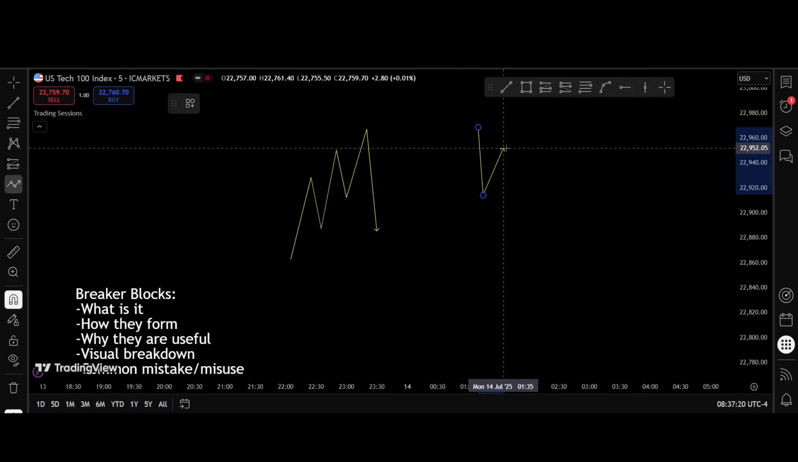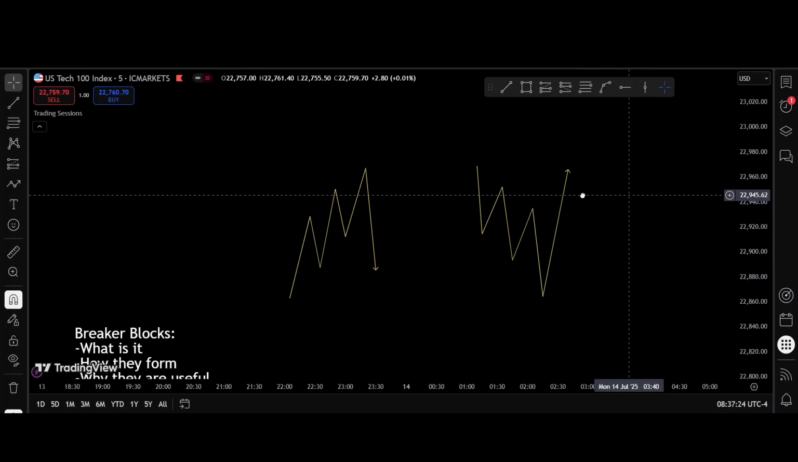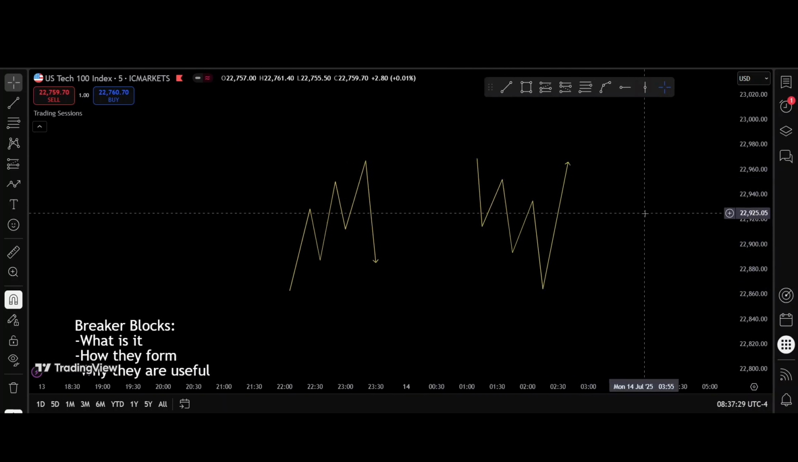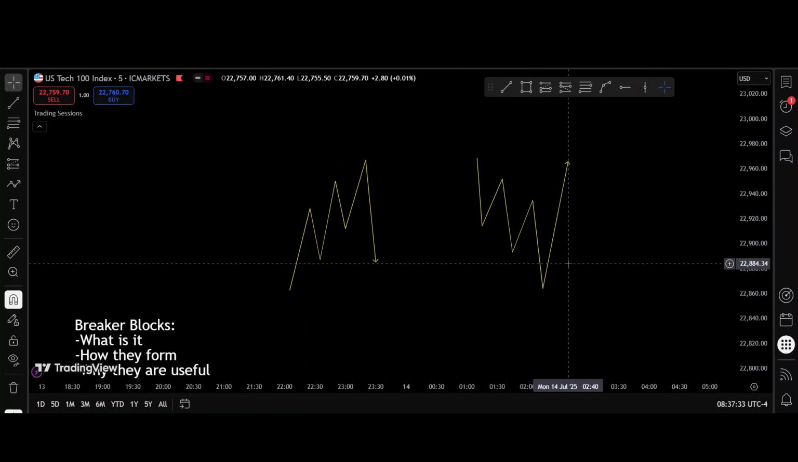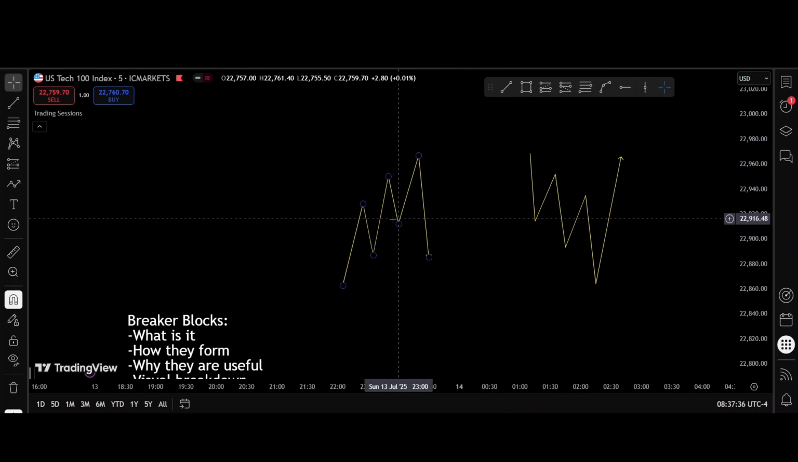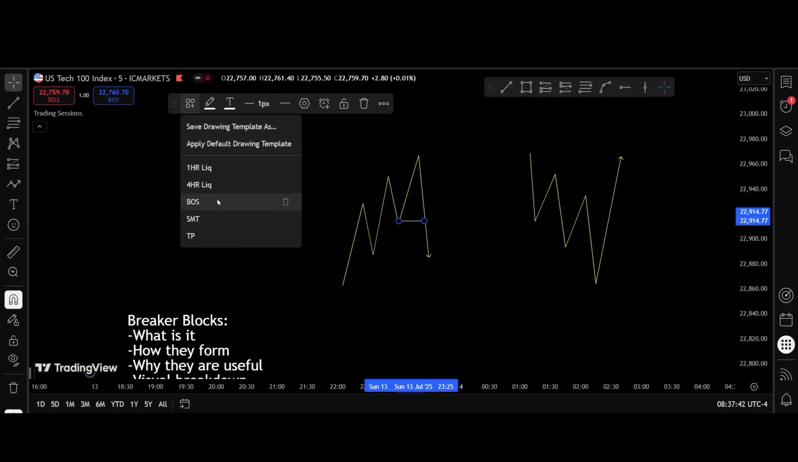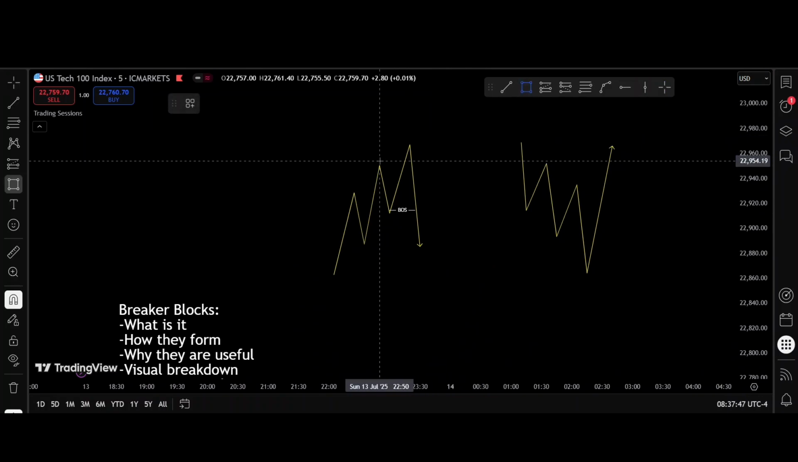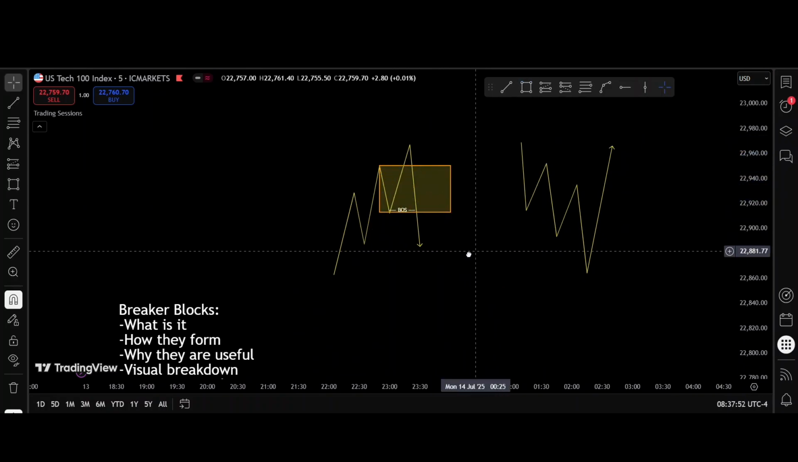If we were in a downtrend, lower low, lower high, lower low, lower high, lower low. Now, if we're in a downtrend, the retracement is up. Why? Because we were in a downtrend. So after we get a break of structure right here, imagine you got a close below, this retracement then becomes your breaker block.